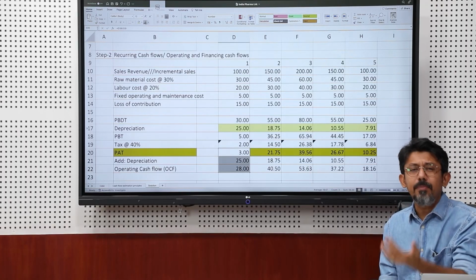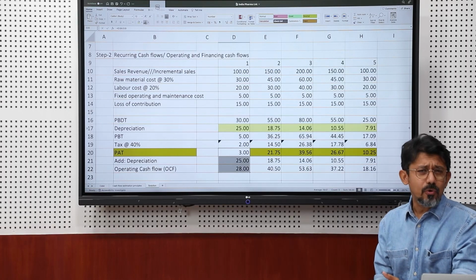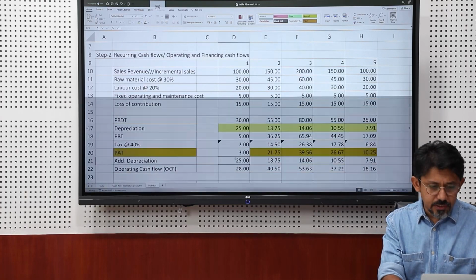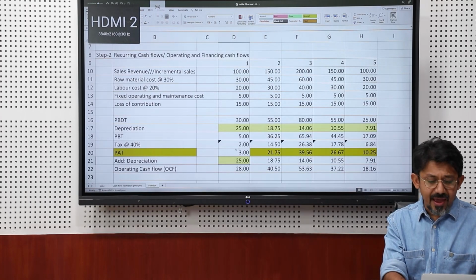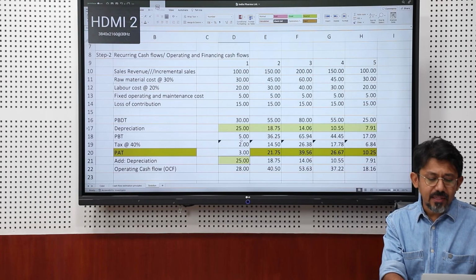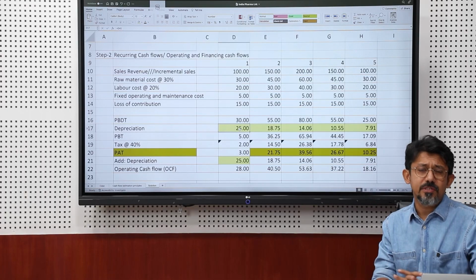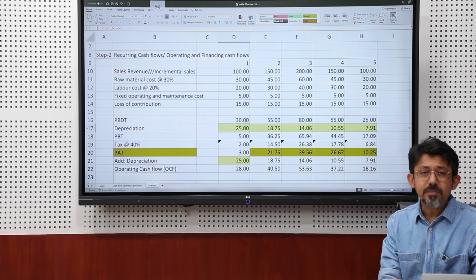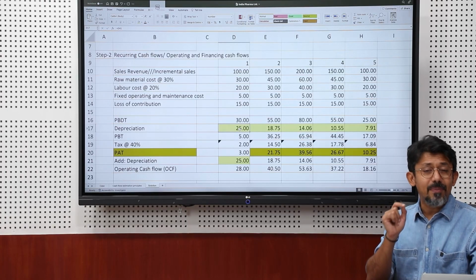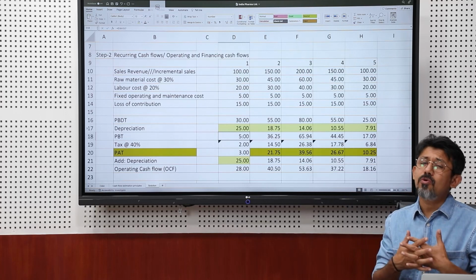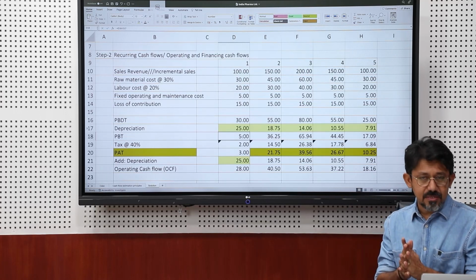Now, some of you might be thinking that if I had to add back depreciation of 25 million over here, this cell is what I am referring to. If I had to add it back, why in the world did I even deduct it? I deducted it in the first case primarily because I wanted to calculate the correct PBT, because if I have the correct PBT, then I also have the correct tax, right.